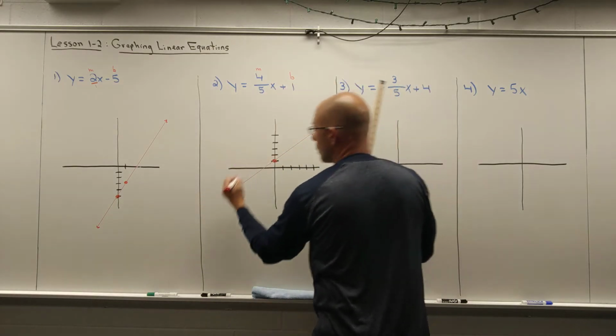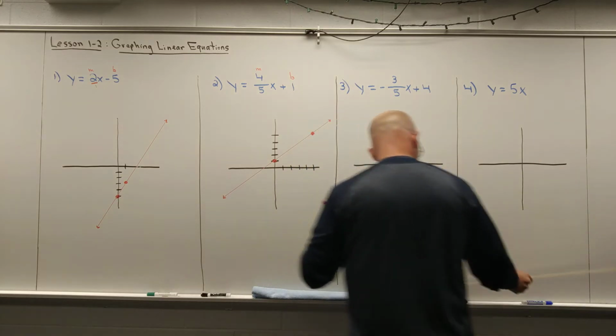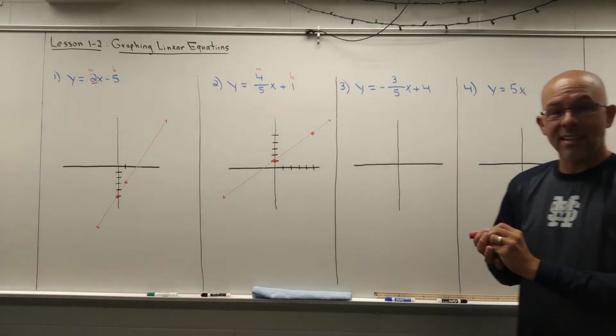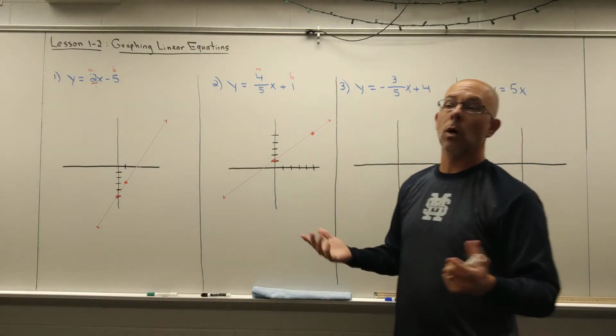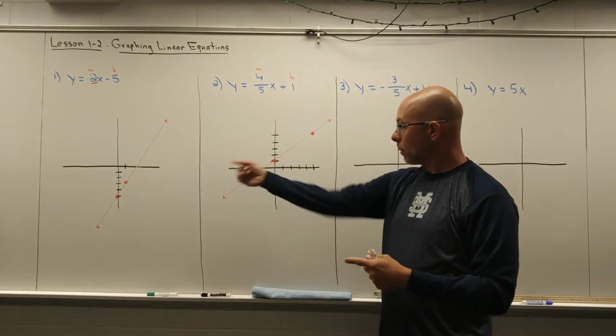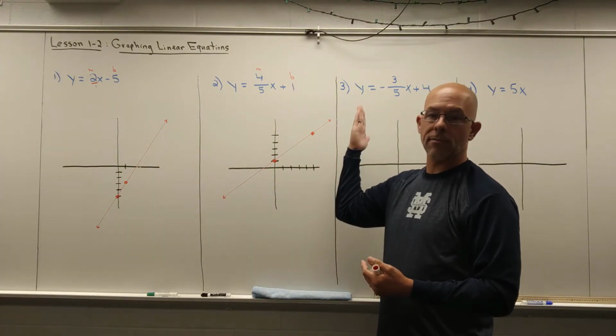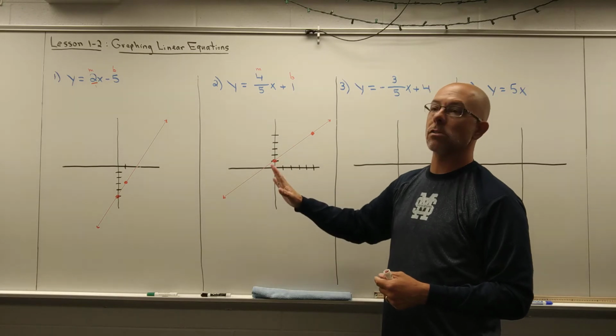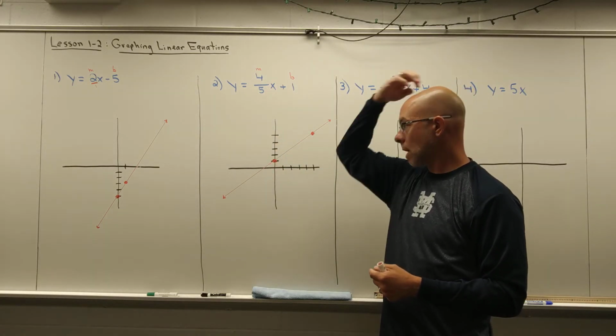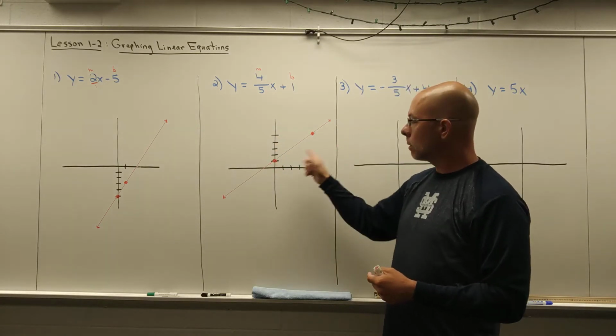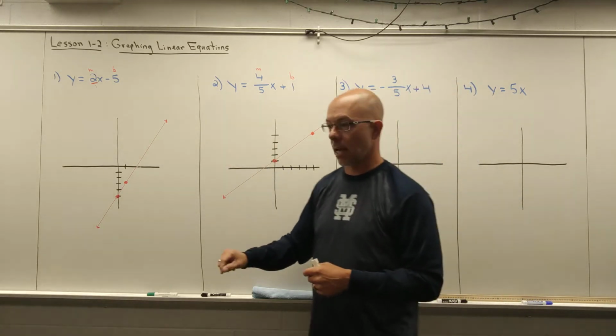And there we go. You will see similarities and differences to the last line. Number 1, similarity. Both lines go upward from left to right, and that's because they both have a positive slope. One's got a +2 and one's got a +4/5. You'll notice this line is not as steep as that line.